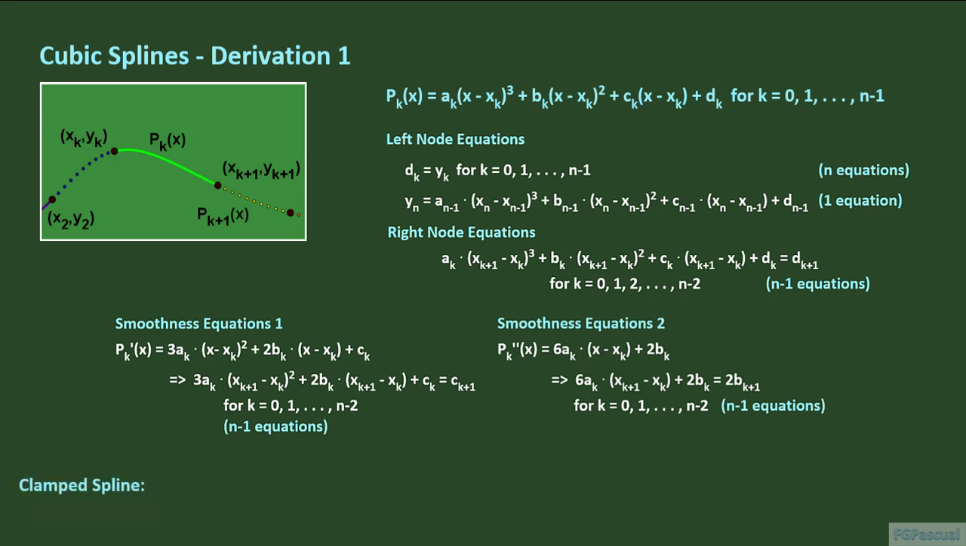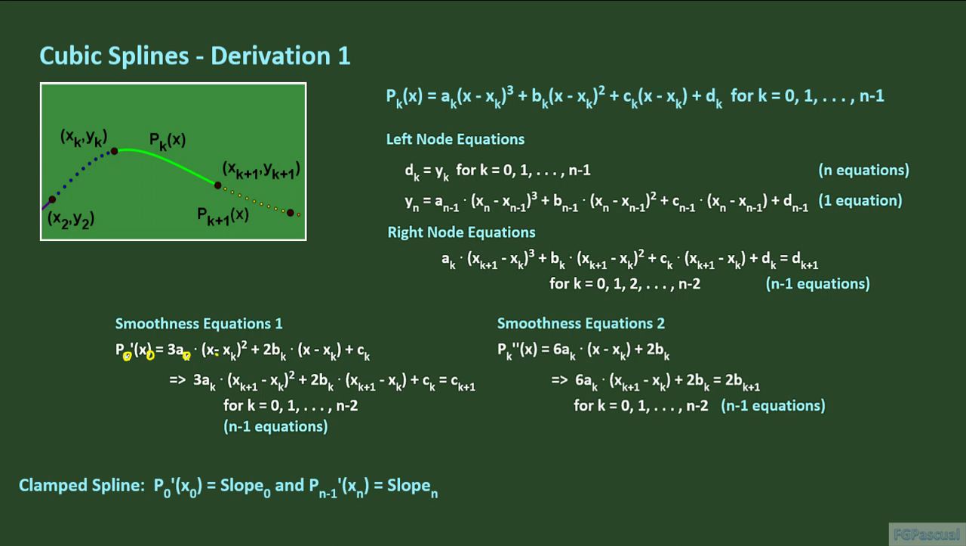The second example of a condition is what we refer to as a clamped spline. For a clamped spline, the slopes at the leftmost and rightmost endpoints are defined. Suppose that p sub 0 prime of x sub 0 equals slope 0, and p sub n minus 1 prime at x sub n equals slope sub n.